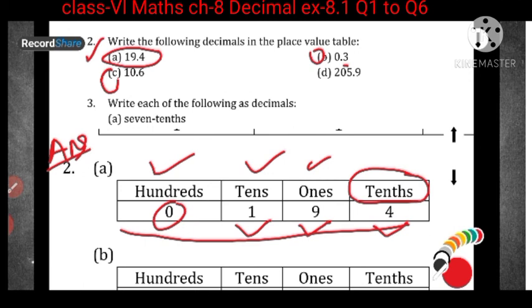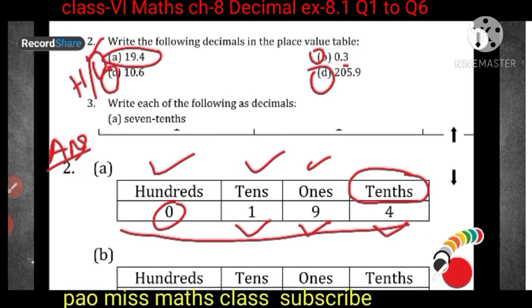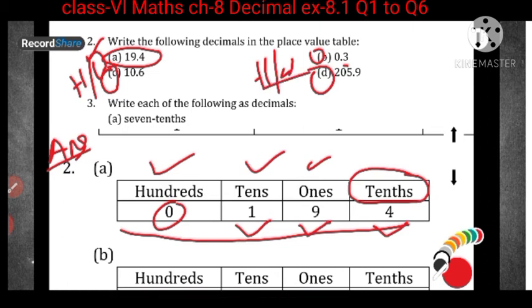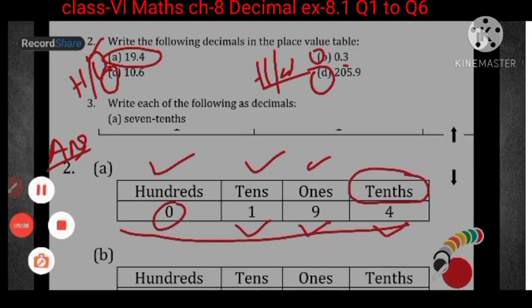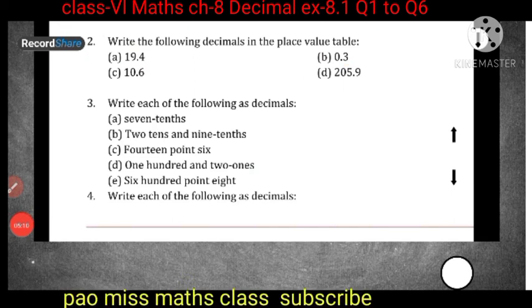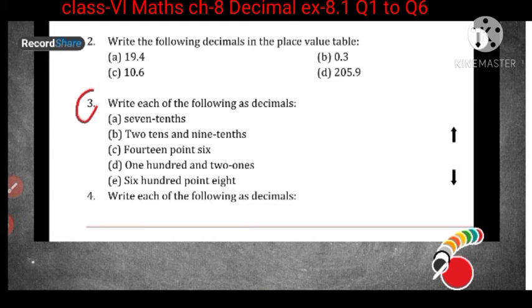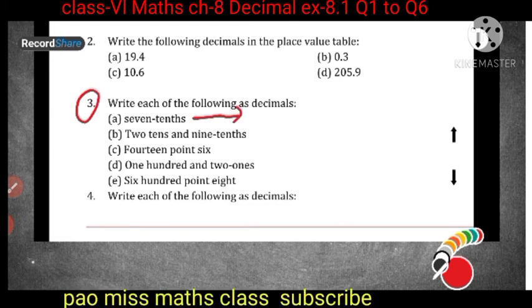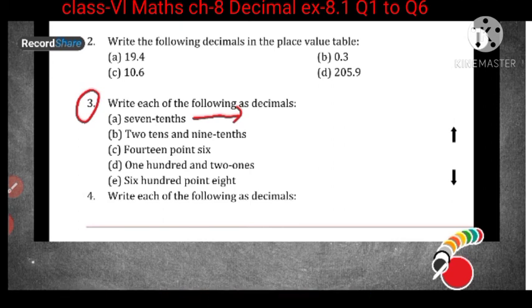So in the same way you will do question number C and D. Okay, question number C and D is your homework. So just you have to put the value in the place value system. Now come to question number 3. Now question number 3 is given, write each of the following as decimal. Now these numbers are given, isn't it? Now we have to write this as a decimal. No need of making place value system, directly we have to write this as a number.